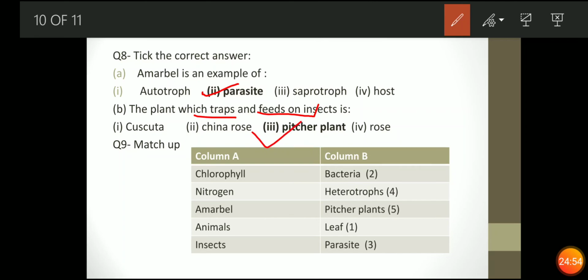Now the next question is match up. Chlorophyll is your leaf. Nitrogen fixing bacteria is present in the roots of the leguminous plant. Amarbel is your parasite, that is your cuscuta. Animals are your heterotrophic nutrition or heterotrophs. Insects is your pitcher plant.